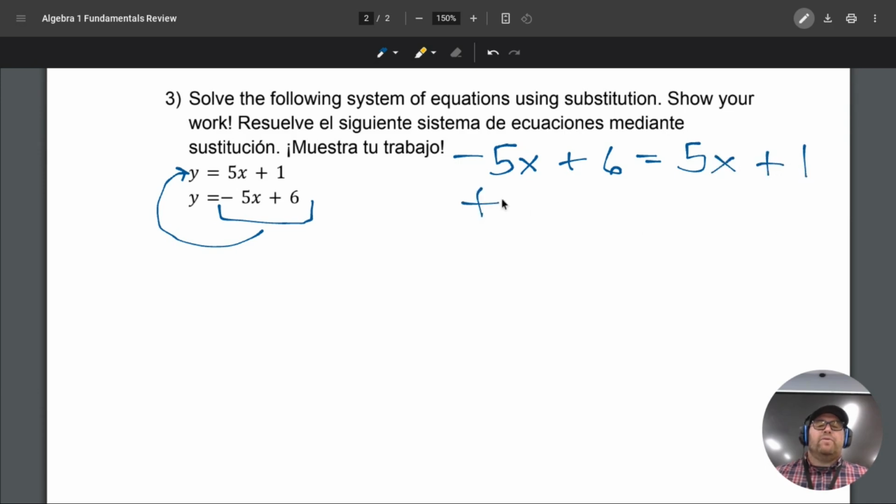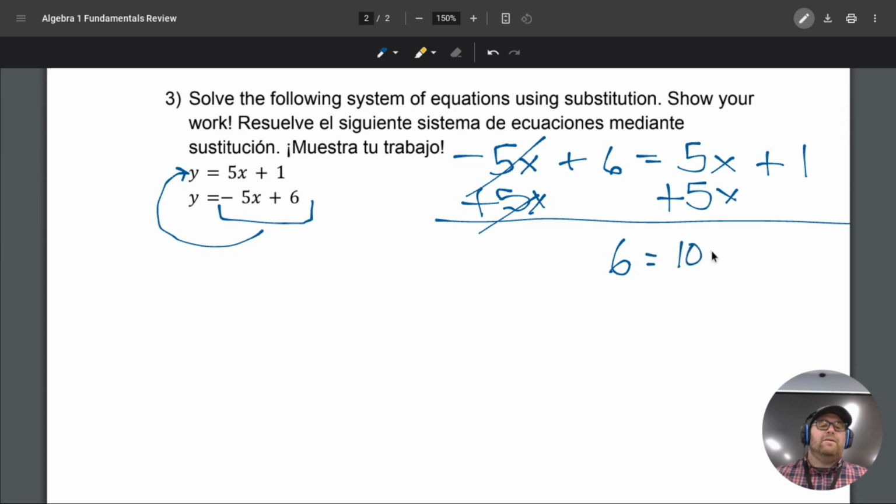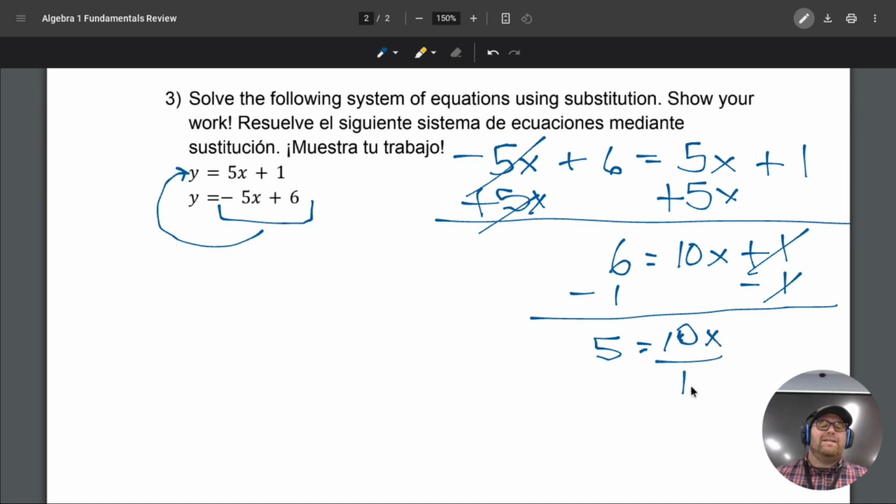I'm going to add 5x to both sides. I like to keep my x's positive. So these are going to cancel. I'm going to get 6 equals 10x plus 1. I'm then going to subtract 1 from both sides. The 1's are going to cancel here. I'm going to get 5 equals 10x. And then divide both sides by 10. So x is going to equal 0.5.